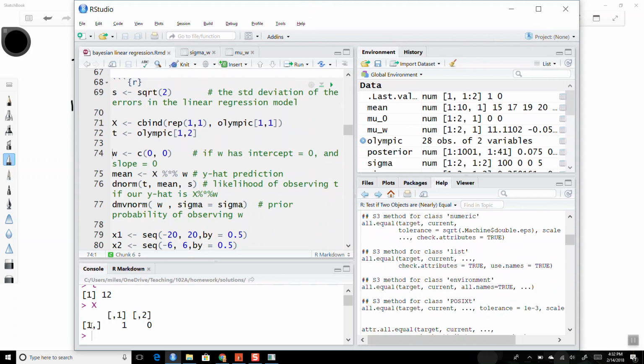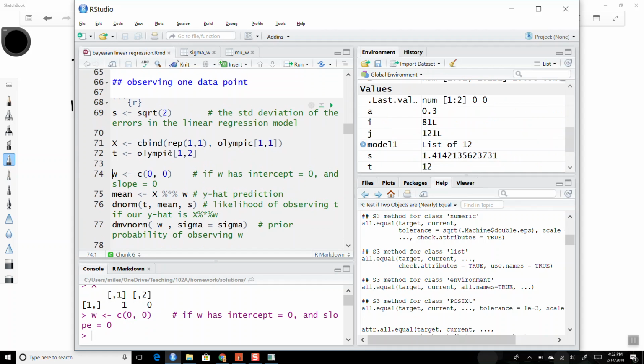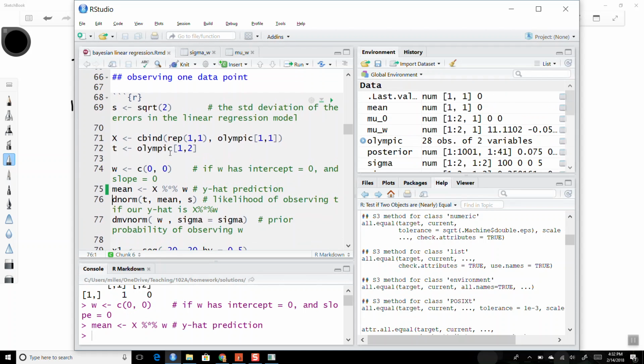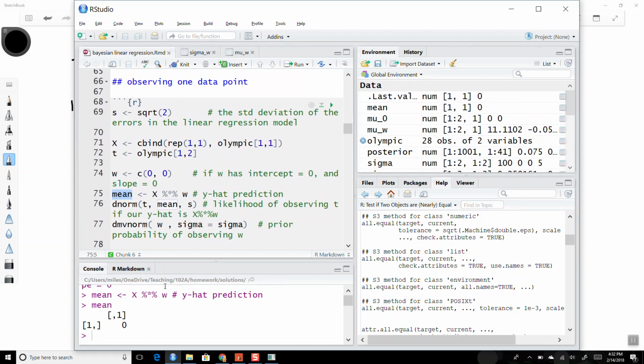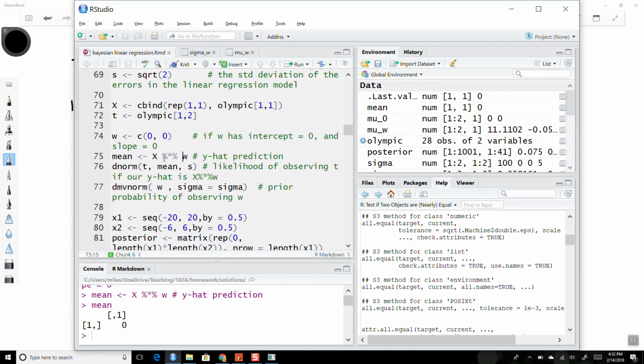Okay, so x is 1 and 0 for the intercept. And then here, just to demonstrate kind of what we will be doing, I say, okay, if my intercept is 0 and my slope is 0, then what is the predicted value? My y hat, my mean, is 0, right? That makes sense. That's just x times w in matrix notation.